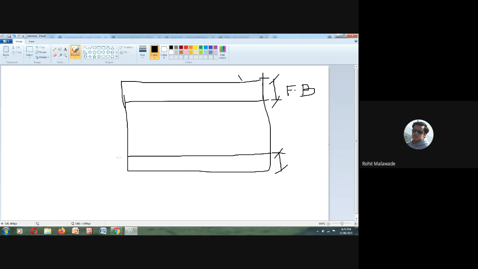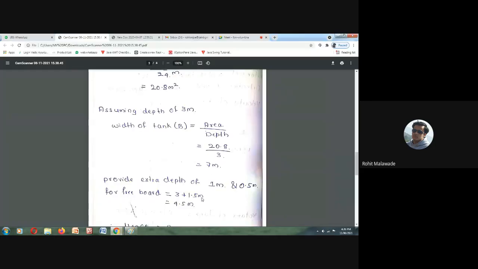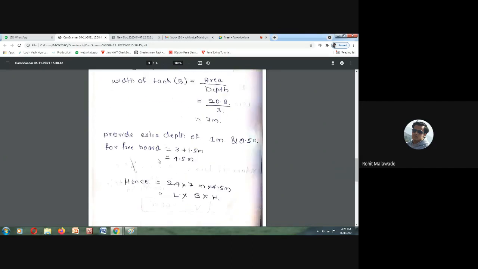So this is 1 meter and this is 3 meter. And this is 0.5 meter. So total depth will be 3 plus 1 plus 0.5. So we are going to get the answer as 3 plus 1.5. 1 meter as sludge and 1.5 meter as extra depth. So total depth is 4.5 meter.